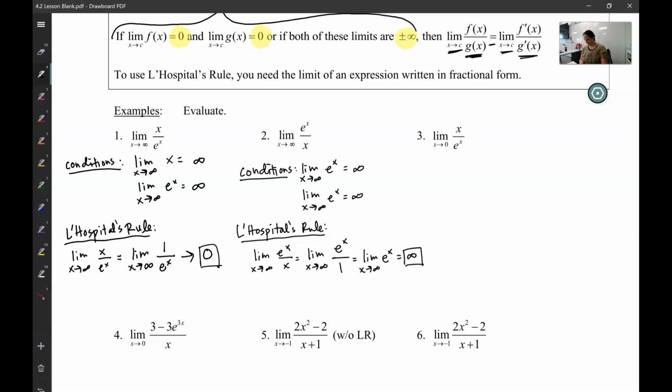Make sure I'm doing this right. Yep, actually, Gary said we can do equals, so we'll do equals. Okay, let's try number 3.